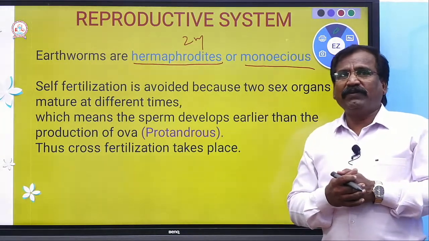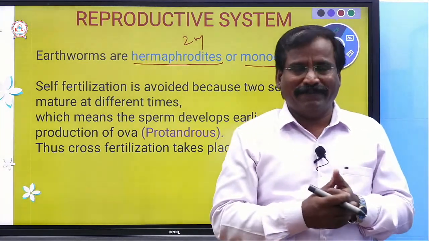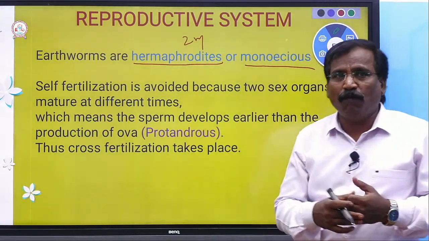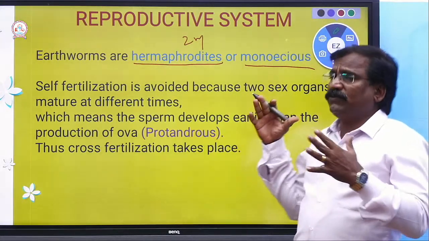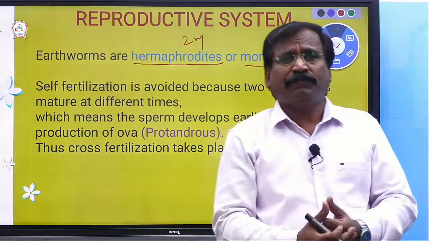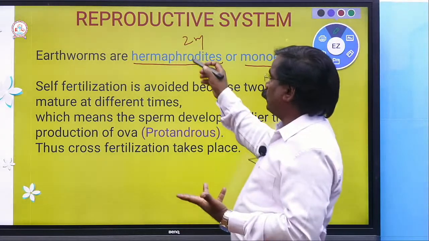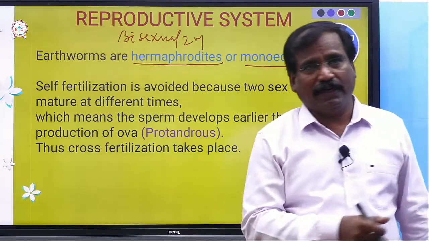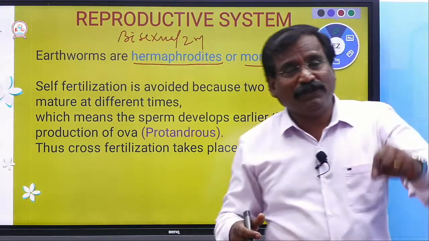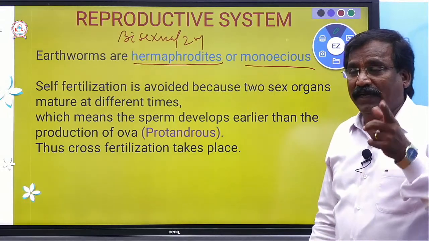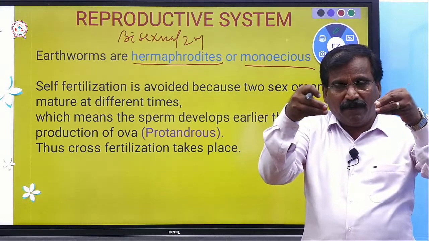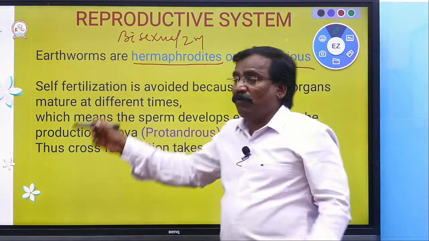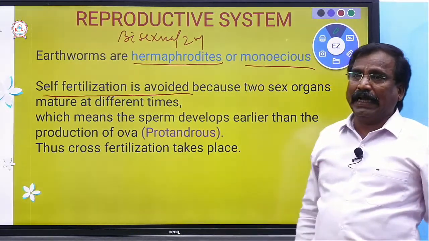Mono means one. That means both male and female organs are found in the same individual. That condition is called hermaphroditism. Bi means two. Though it is bisexual, monoecious or hermaphrodite, listen, there is no self-fertilization. That means the sperm of the same animal does not fertilize the egg of the same animal. Self-fertilization is avoided.